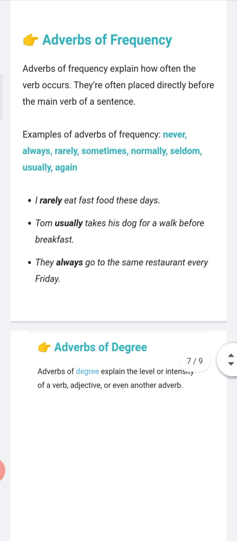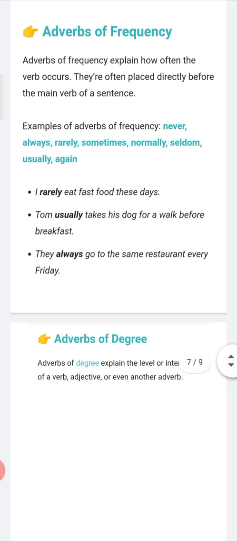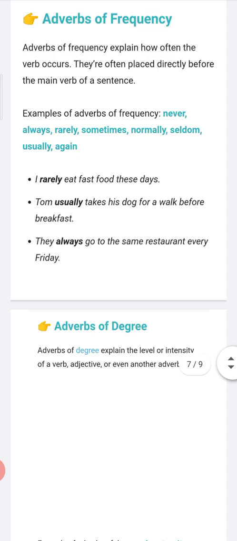Adverb of frequency. Adverb of frequency explains how often the verb occurs. They are often placed directly before the main verb of a sentence. Examples of adverbs of frequency: never, always, rarely, sometimes, normally, seldom, usually, again. So examples are: I rarely eat fast food these days. Obviously it is applicable for everybody nowadays because of the pandemic and the precautions which we are supposed to take. We are also rarely eating fast food these days.